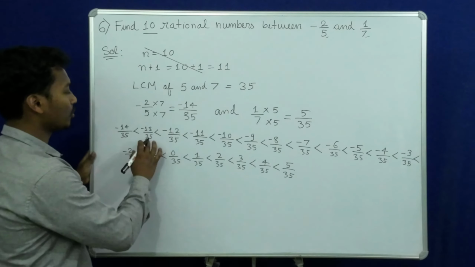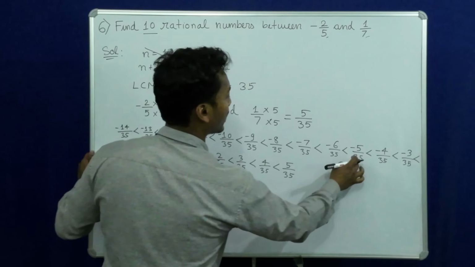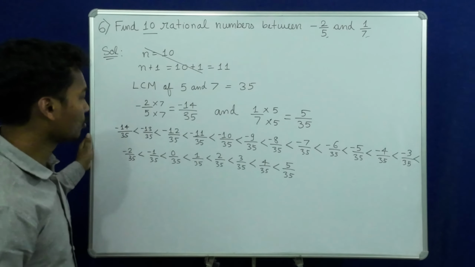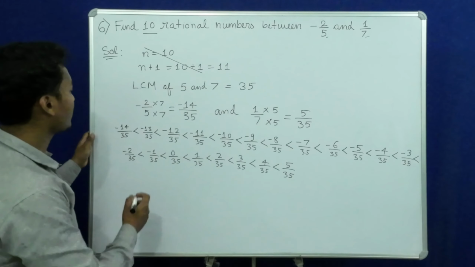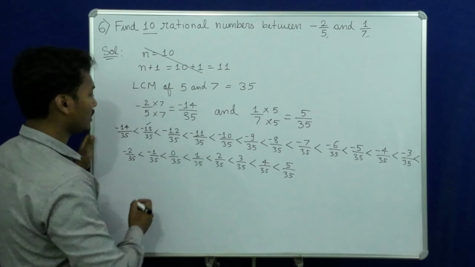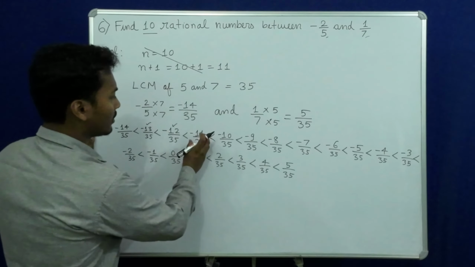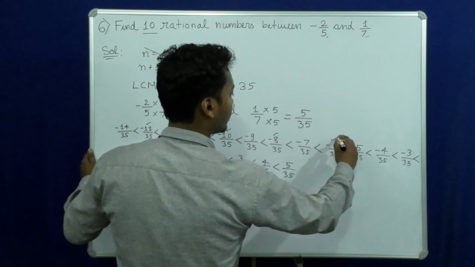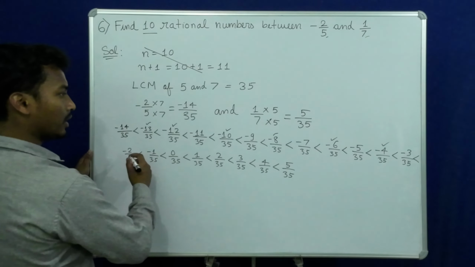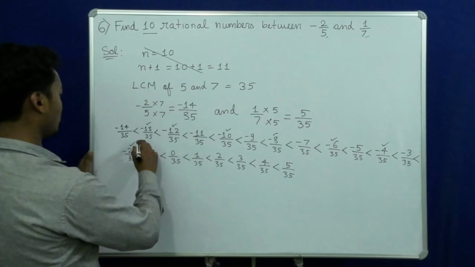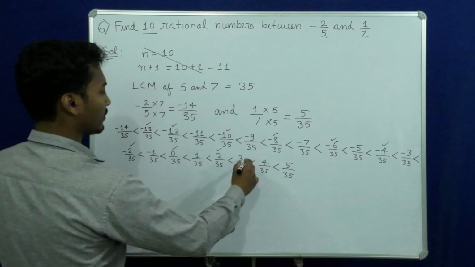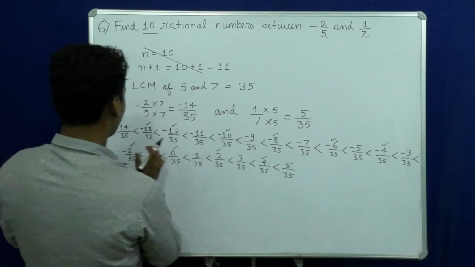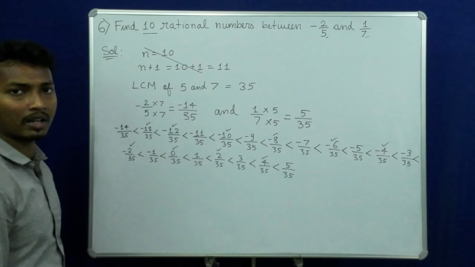Let's count the total rational numbers. 1, 2, 3, 4, 5, 6, 7, 8, 9, 10, 11, 12, 13, 14, 15, 16, 17, 18. 18 rational numbers we got. So let's select some random rational numbers in between them. So let's select negative 13 by 35, negative 12 by 35. Let's leave 1 after this. Negative 10 by 35, negative 8 by 35, negative 6 by 35, negative 4 by 35. Then we can take negative 2 by 35, 0 by 35, 2 by 35, 4 by 35. Let's count: 1, 2, 3, 4, 5, 6, 7, 8, 9, 10. Okay, so these are the rational numbers we'll select.